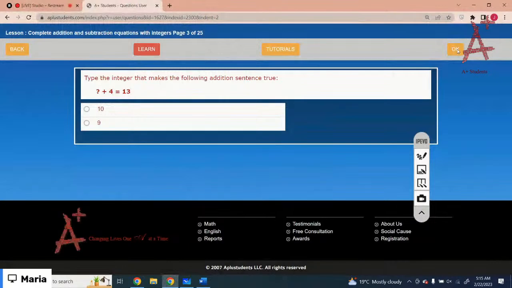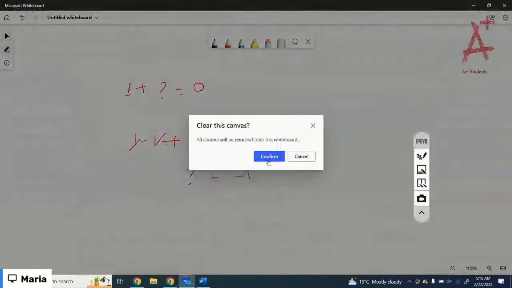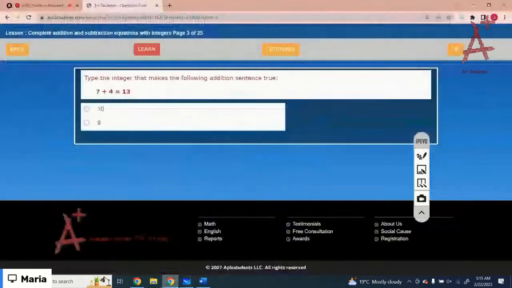Okay, the missing number plus 4 equals 13. You can use the given options. You are given the options 10 and 9. Let's check for the first one. 10 plus 4 is 14. That means the first option is not the correct one. Got it? The next one is 9, 9 plus 4. So 9 plus 4 makes 13. So that means the correct option is 9. Got it?